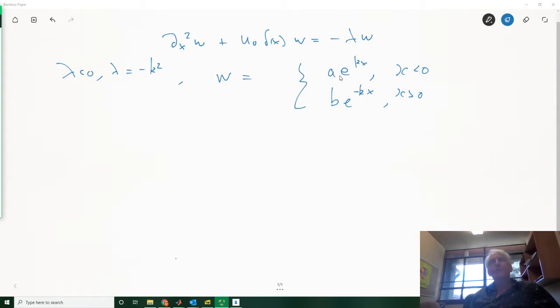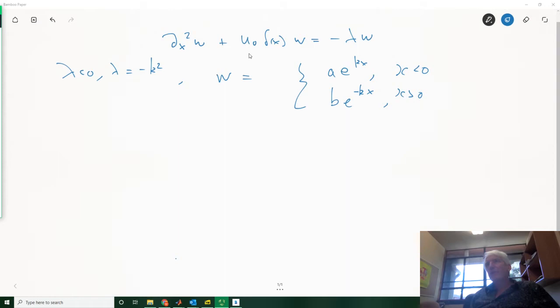And we know, just looking at this equation, that if a was 0 and b was 0, then w would be 0 and it would satisfy this equation. So we're going to end up with a typical eigenvalue problem where we have to work out what value of k, which is in turn what value of lambda, will allow a solution that's non-trivial.